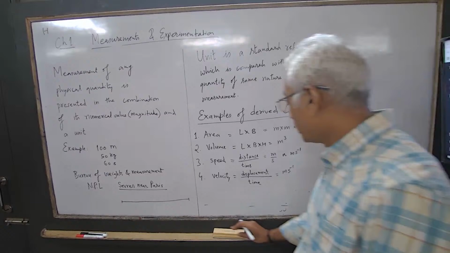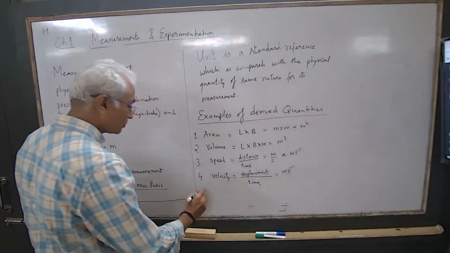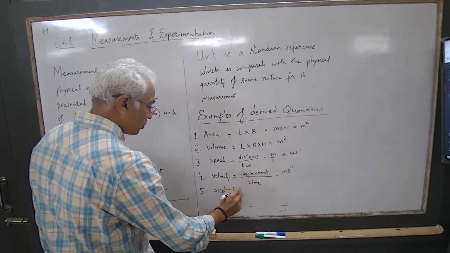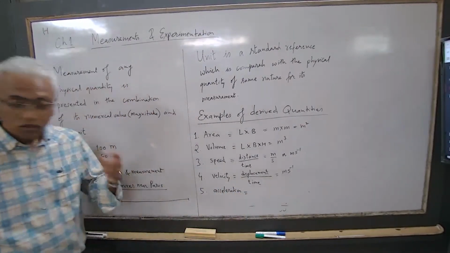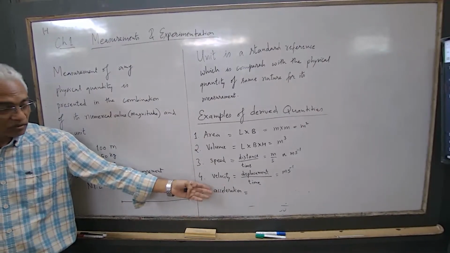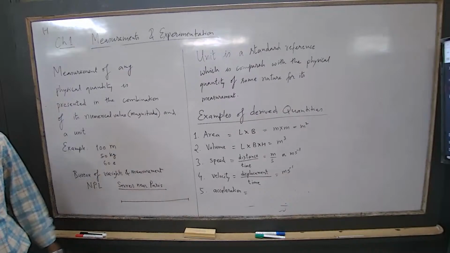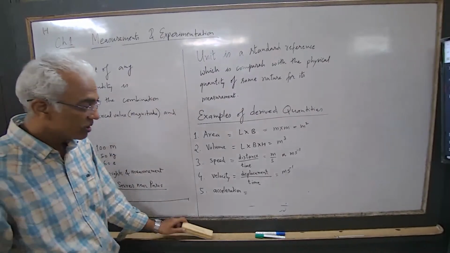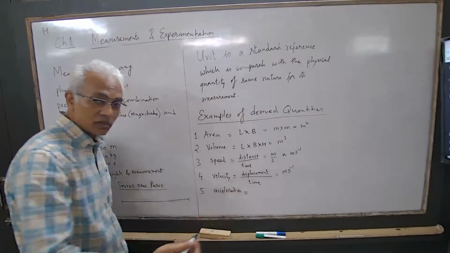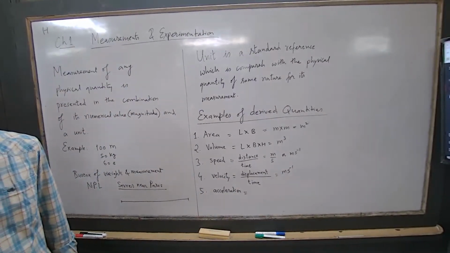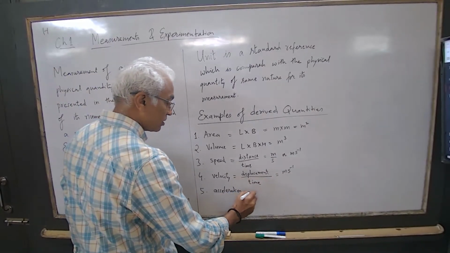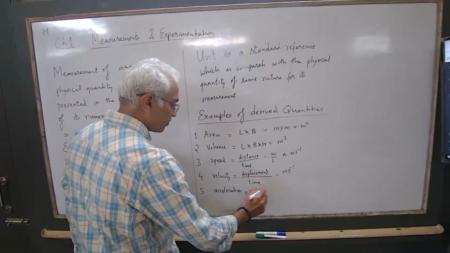Now next you have acceleration. I am giving you these quantities because in the forthcoming chapters you will study about them, so you'll have some basic idea about what these quantities are. So the acceleration formula is velocity upon time. It is the rate at which the velocity is increasing or decreasing. We say accelerating when the speed or velocity is increasing. So this is velocity upon time.